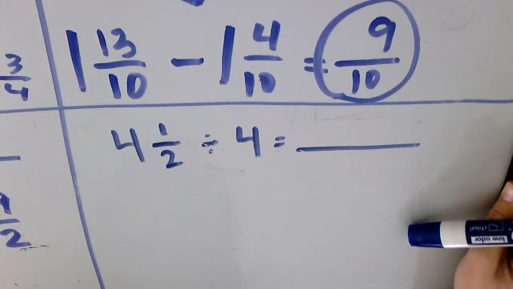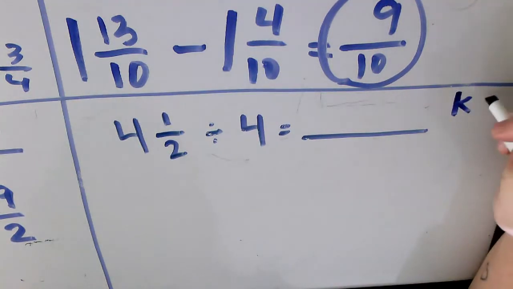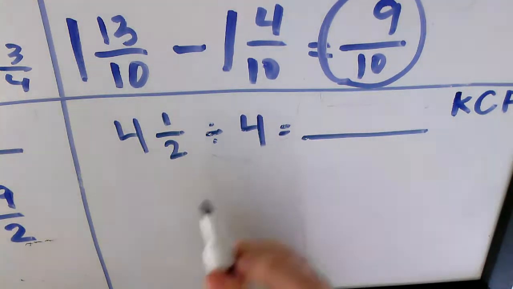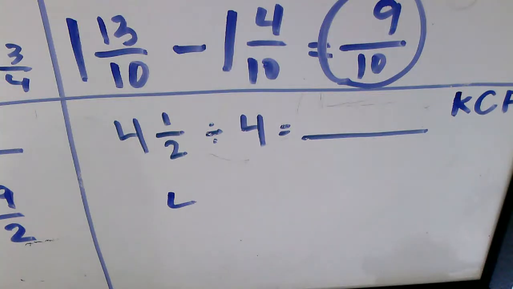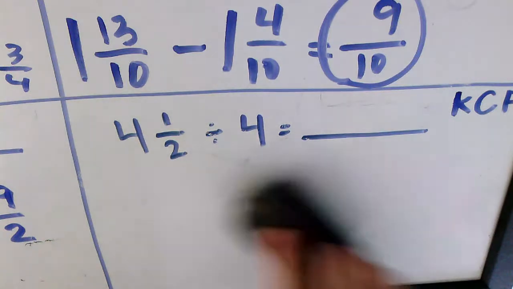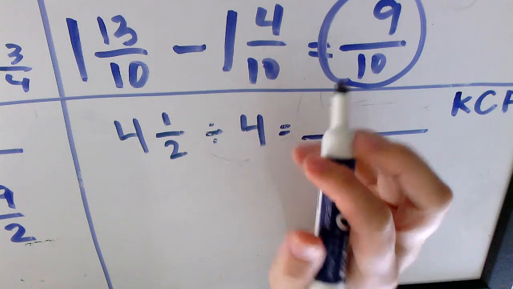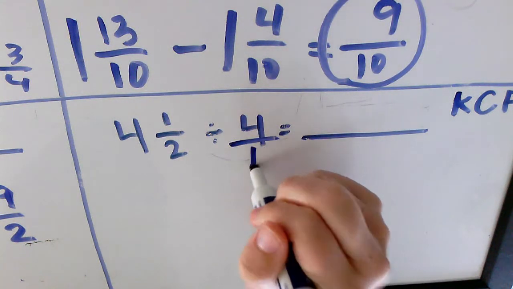All right, last but not least, we have division. So with division, we do KCF. You keep, change, flip. Okay, so I am going to keep 4 1/2. Okay, first thing I'm going to do is I'm going to make it improper. I'm going to rewrite. So I know that when I have a whole number of 4, sorry for the long pause, with the 4, as a whole number, I know that it is always over 1 as a fraction.